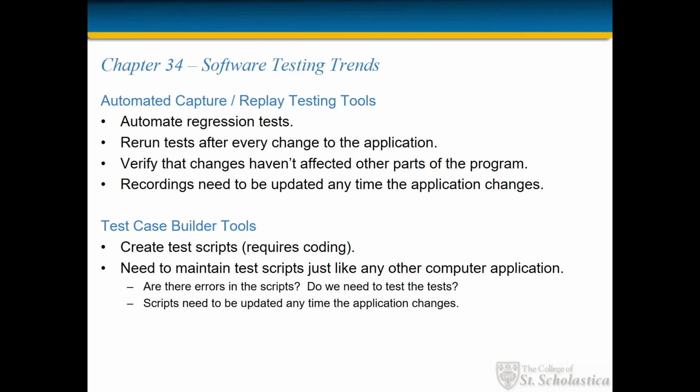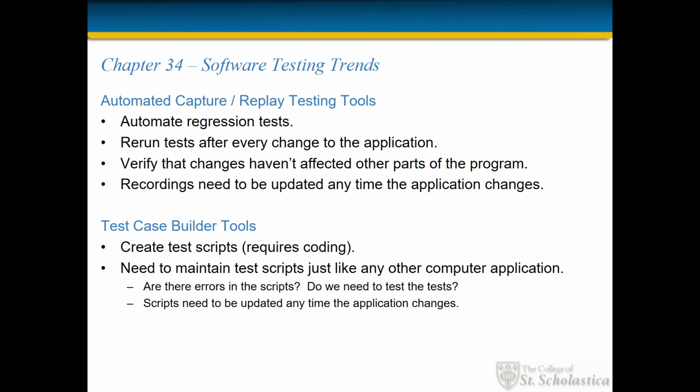Another type of tool is called a test case builder tool, and in this case, instead of recording your actions, you can essentially record your actions with code. So this is using computer code to specify actions that the test scripts should run. And test scripts are computer code, so it's just like any other computer application. And if you have a large number of test scripts, it means you have a large amount of computer code, and you have to think about that. You might have as much code as you do in your normal application.